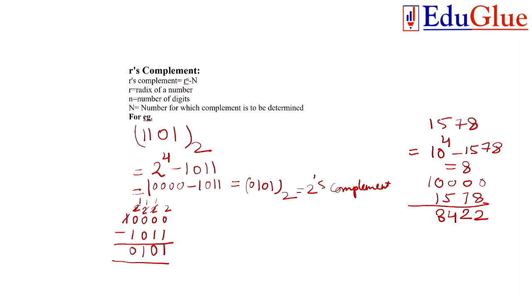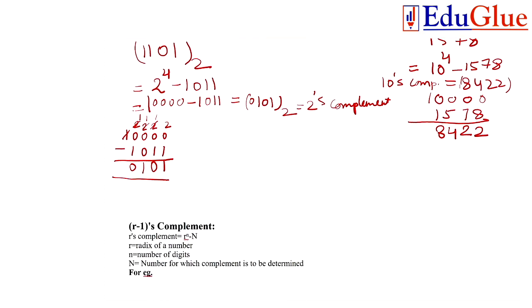So 8422 is the 10's complement of 1578. In this way, we can perform complement for any base, but important is mainly binary and decimal with the point of view of your syllabus.